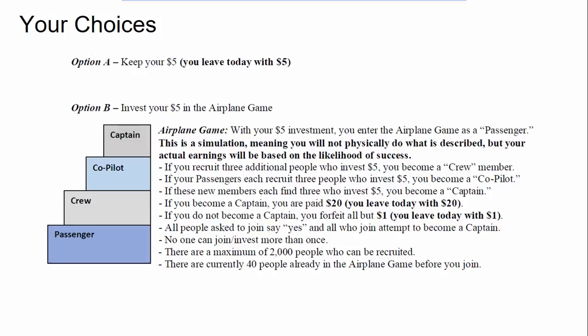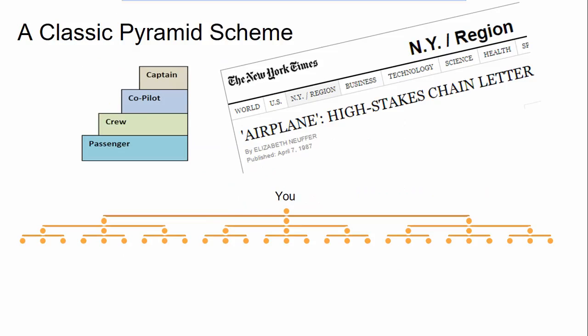You have participated in an economic experiment where you were given two choices, options A and B. Option B, the airplane game, is an example of a classic pyramid scheme which actually hit the theater community in Broadway in the 1980s. In this case, you start as a passenger and recruit 3. Those 3 do the same, and repeat until you have 39 people under you.